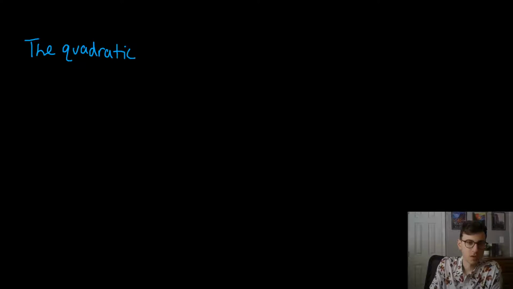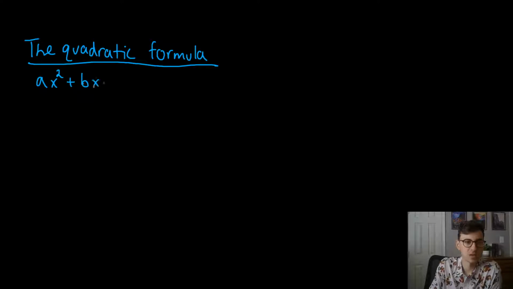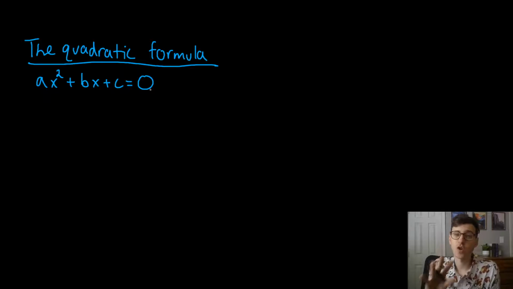In today's video, I want to talk about the quadratic formula. Now, the quadratic formula comes from this basic equation right here: ax squared plus bx plus c equals 0. Okay, that's our starting point for finding the quadratic formula.